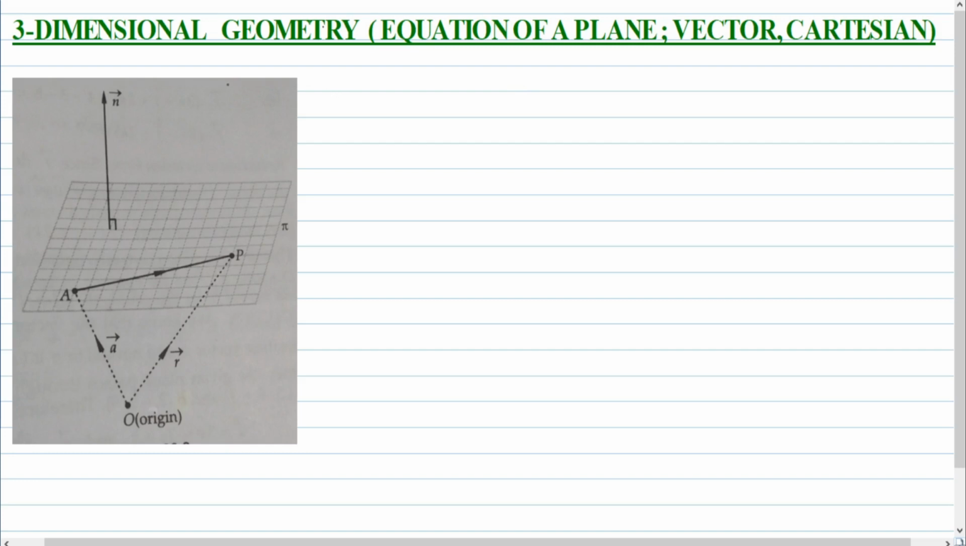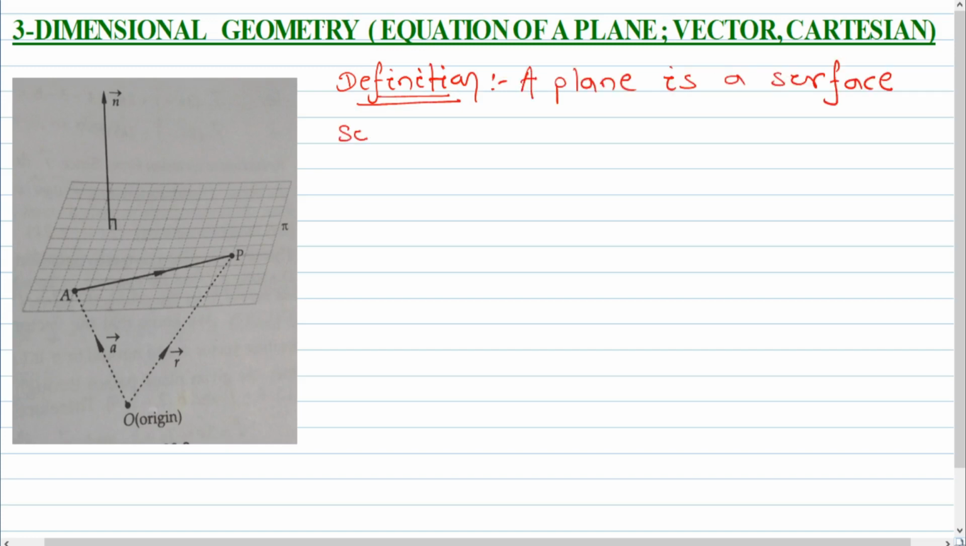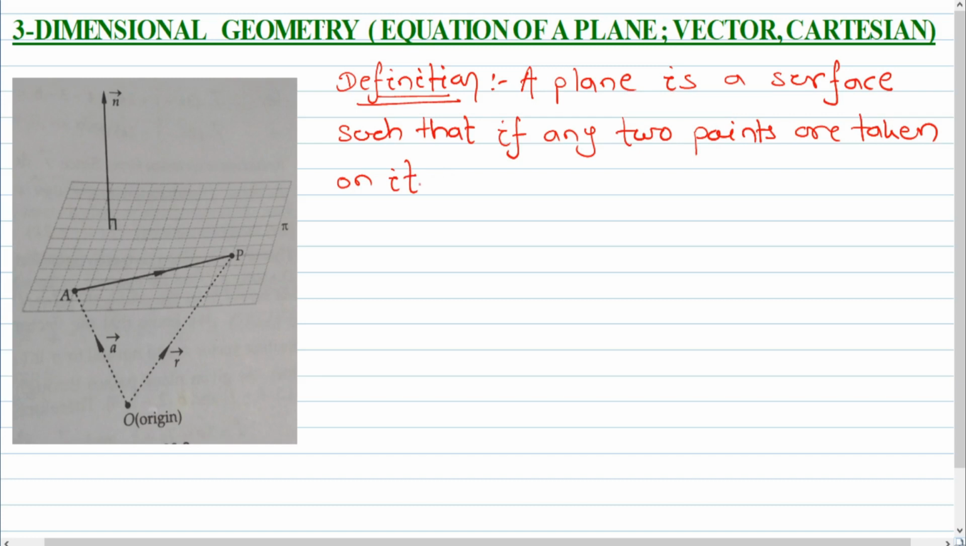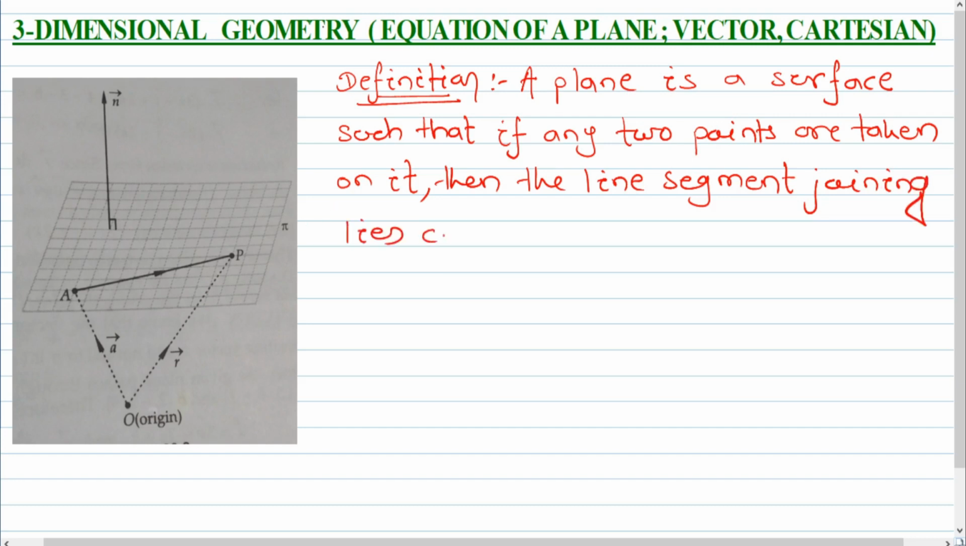Suppose you have to ask what is the definition of the plane. First we will take the definition of the plane. I am writing here, you see, a plane is a surface such that if any 2 points are taken on it, any two points on the plane, then the line segment joining these 2 points lies completely on that surface.